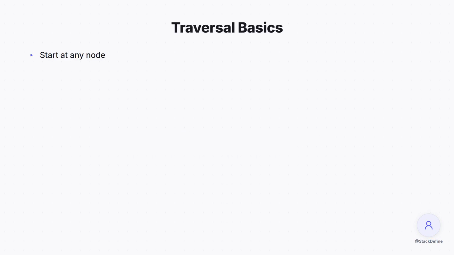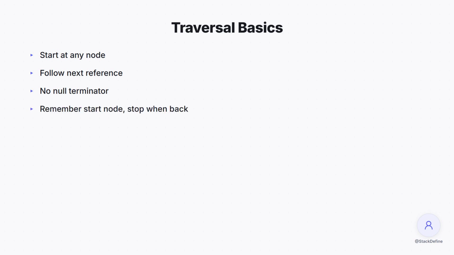The most fundamental operation on a circular linked list is traversal. Starting at any node, you follow the next reference repeatedly. Because the list has no null reference to signal the end, you must decide on a stopping condition. The usual technique is to remember the node where you began and stop when you encounter that same node again.